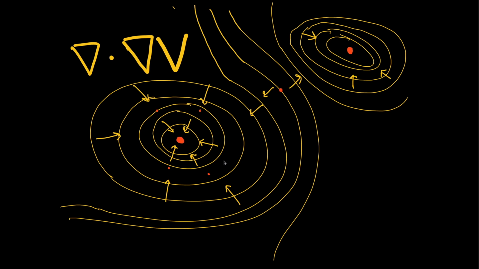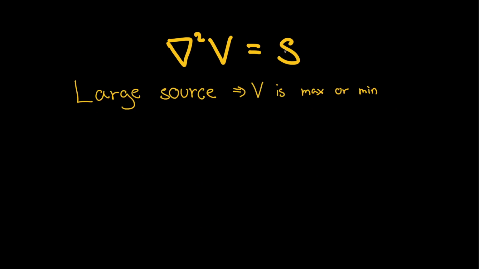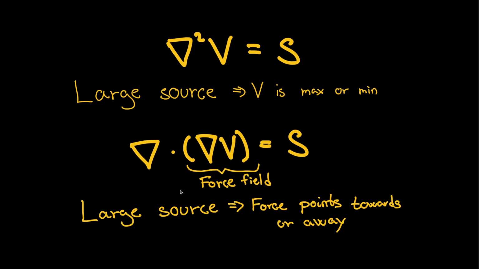So, back to the Poisson equation. What this equation is saying, how you can read this, is that if there's a large source somewhere, a large value for the source field, it means that the potential is either at a maximum or a minimum. You can also think of it as a 2-step process, that first we consider the force field and then the divergence of that. So a large source term means that the force points towards or away from that point. Those two are equivalent, just different ways of thinking about it. In the end, we still want to get V.